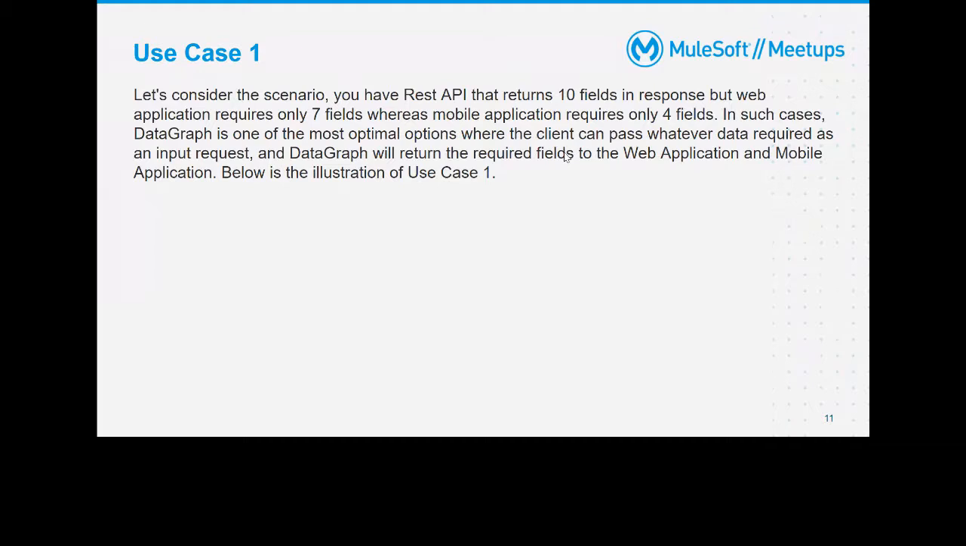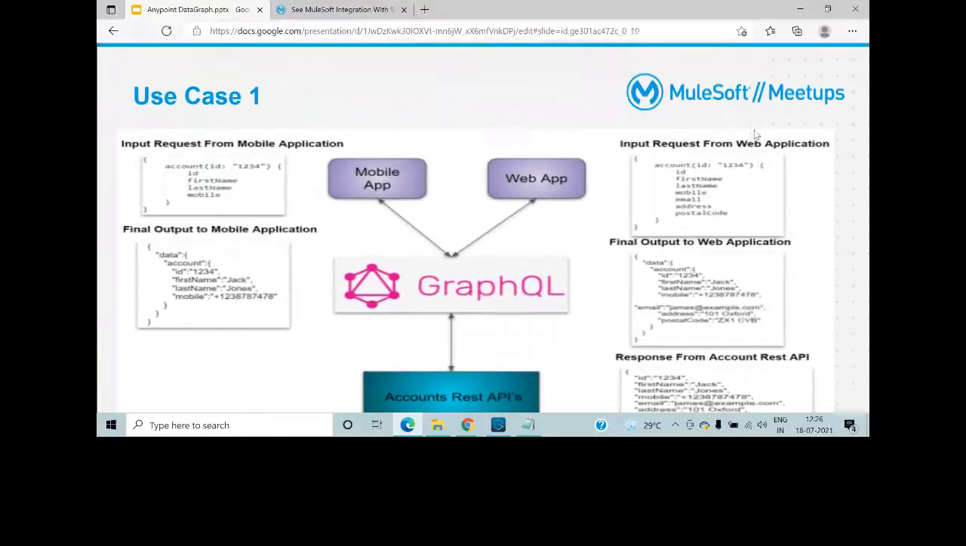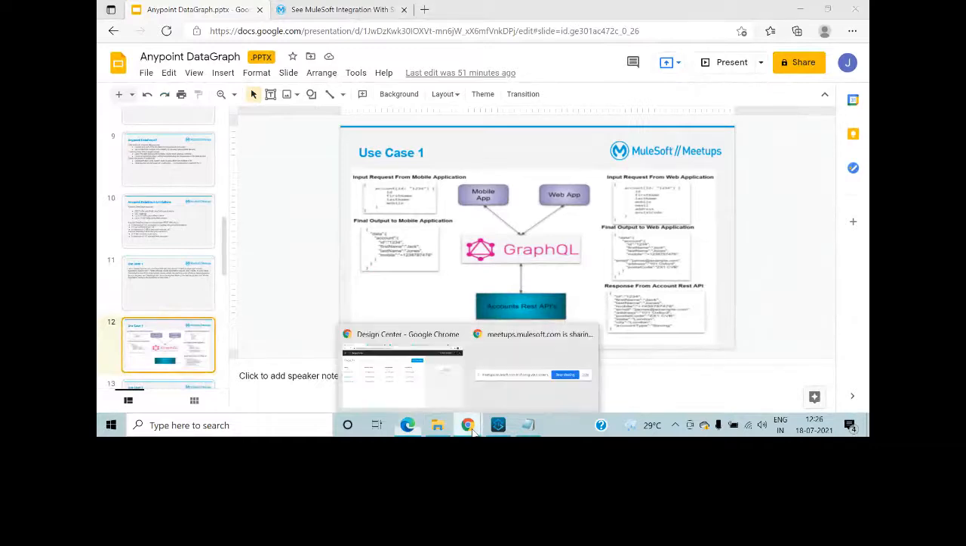That is where Anypoint Data Graph comes into the picture. So this is the illustration. You can see the mobile app and web application will connect to Anypoint Data Graph or GraphQL. The GraphQL will connect to the account REST APIs and fetch the data. It will request, for the mobile application, I want ID and first name, and I want some more fields for the web application. Okay, so let me show what configuration you need to do.